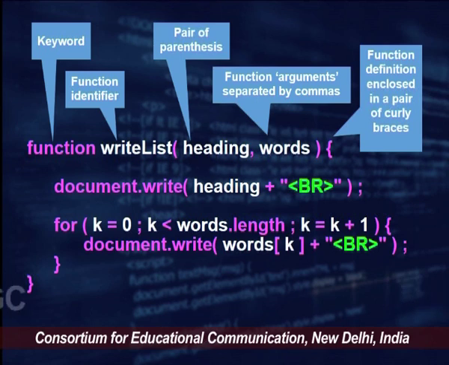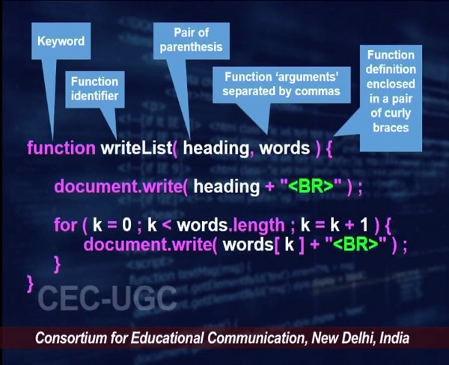So, what are arguments basically? Arguments are those values on which the function is going to act. For example, in this function we are passing two arguments, one is the heading and the other is the words. The first thing that the function is doing is printing the heading on the screen. We are simply writing whatever is passed as heading into the function on the screen.